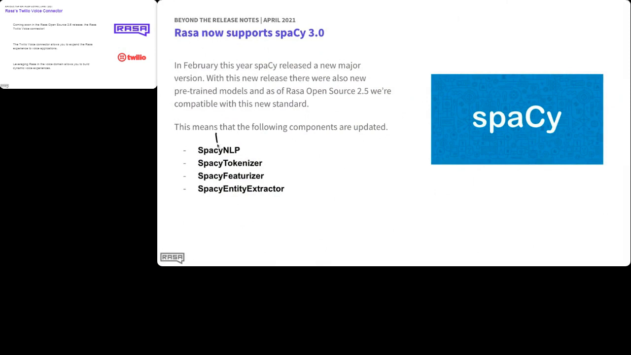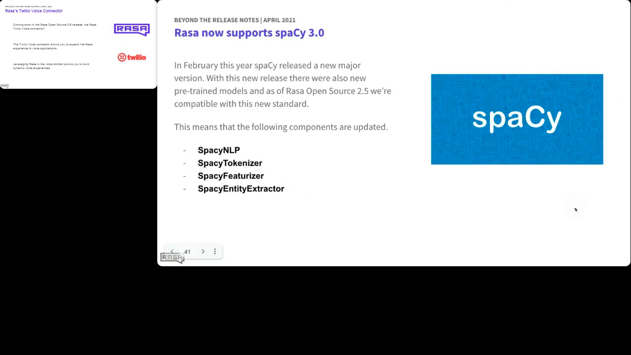So that means that if you are using a spaCy NLP component in your pipeline, which would include the spaCy tokenizer, the featurizer, or the entity extractor, all of these models have been updated. They are slightly more accurate. They've been proven to have higher performance numbers on standard benchmarks. So if you upgrade to Rasa 2.5, and if you're upgrading your spaCy models, you might also get a small improvement in your intent classification tasks, which is great.